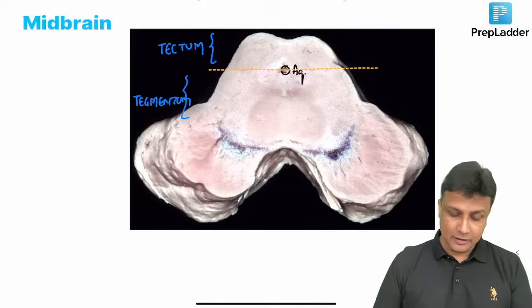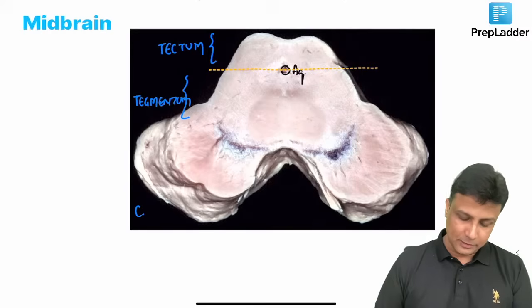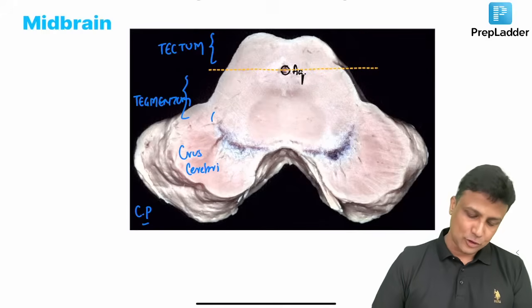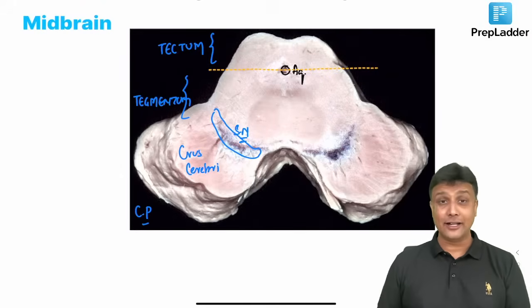Fine. And then of course this one here will be your cerebral peduncle. In the cerebral peduncle, this white matter part here will be referred to as the crus cerebri. And yes, of course, you only told me just now, this blackish substance over here will be referred to as substantia nigra, my dear friends.